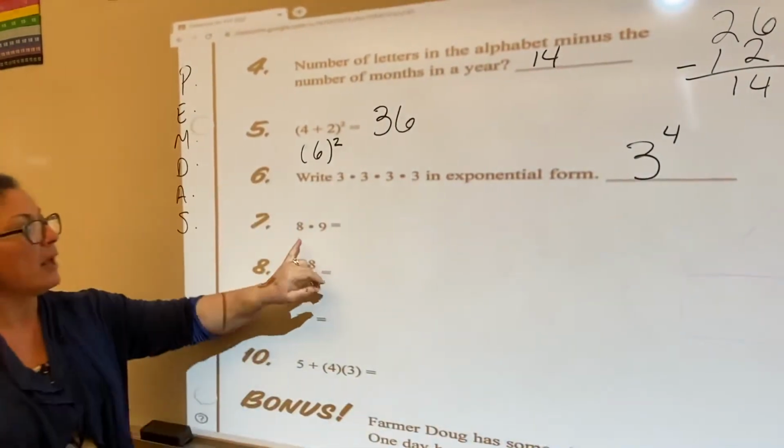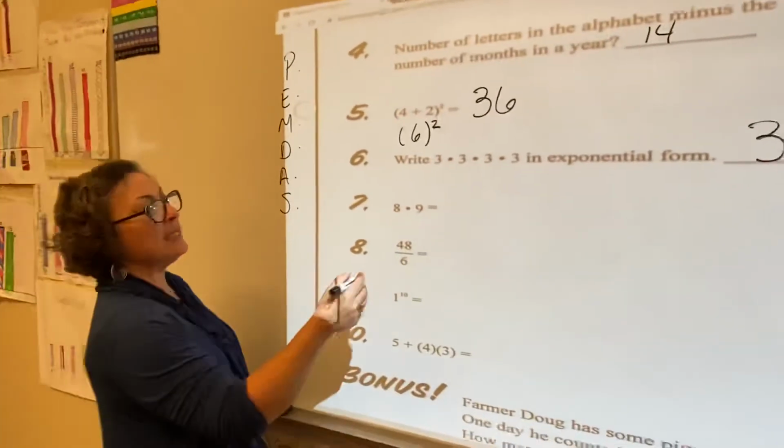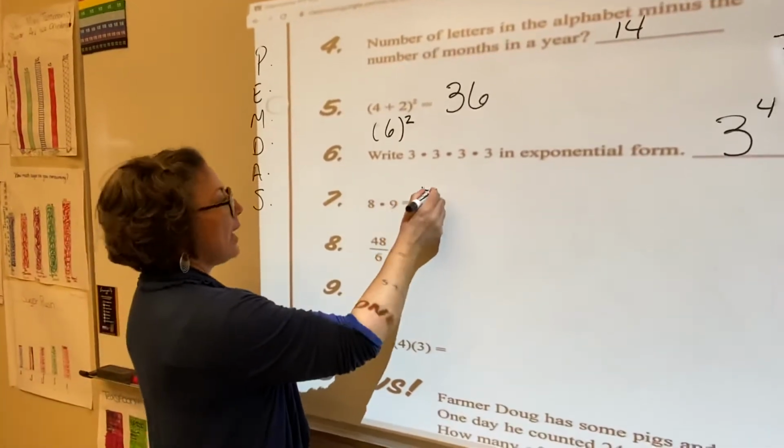Awesome. All right, 8 times 9, right? What is 8 times 9? That has got to be 72.